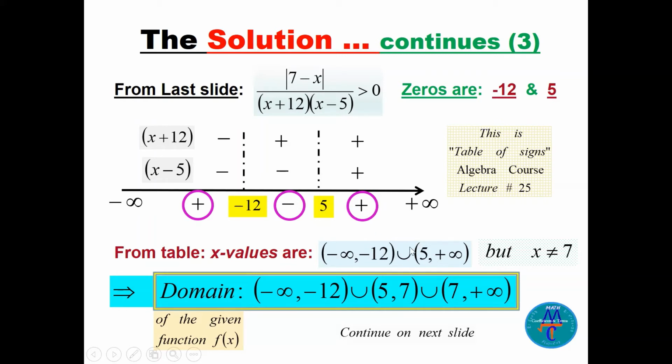Now, this is not the answer for the domain. This is from the table. But remember, x cannot be 7. So I check, is 7 inside here? Yes, it's here somewhere. So I have to take it out.